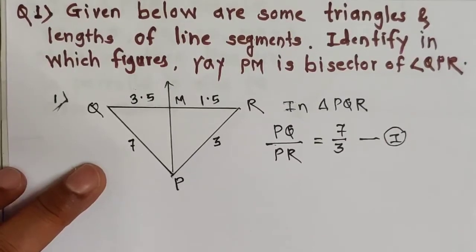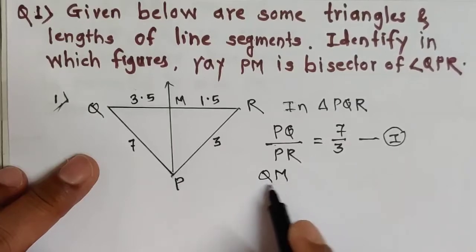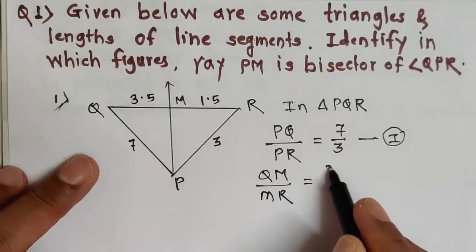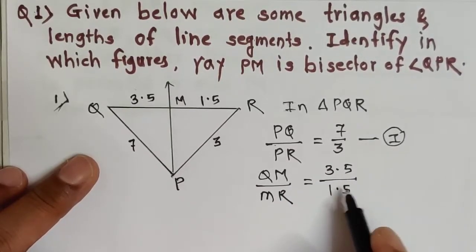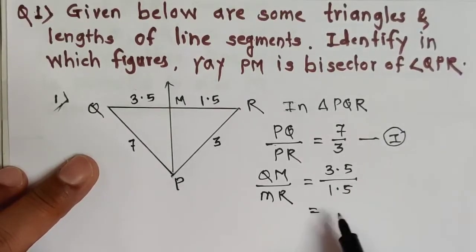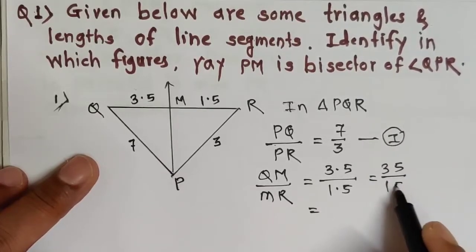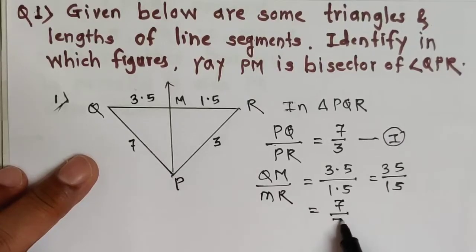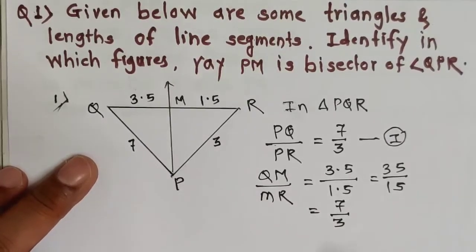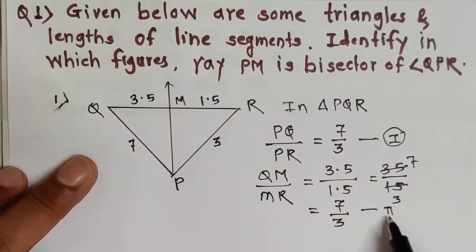Now let us see second ratio, QM upon MR. So it is 3.5 divided by 1.5. Cancel the decimal places. Here 35 divided by 15. So 5 7s are 35 and 5 3s are 15. Here we get 5 3s are 15 and 5 7s are 35, so 7 by 3. So this is second.